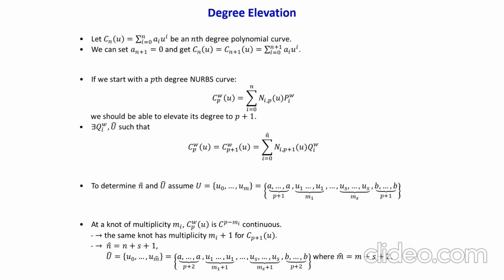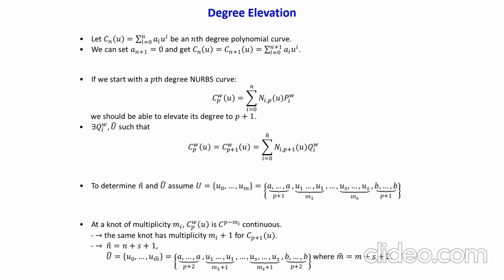We will now move on to degree elevation. Assume you have an nth degree polynomial curve, as shown here. By setting a sub n plus 1 equal to 0, you can obtain a similar curve of n plus 1 degree, which is actually the same curve embedded in a higher dimensional space.